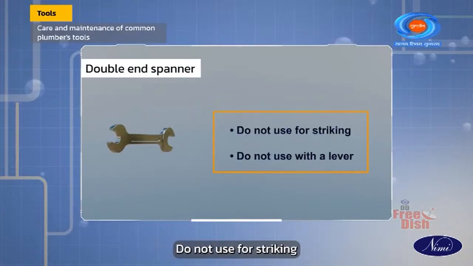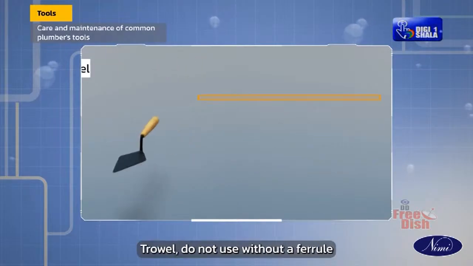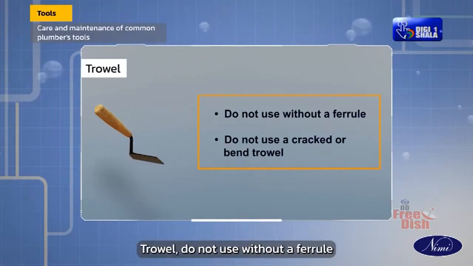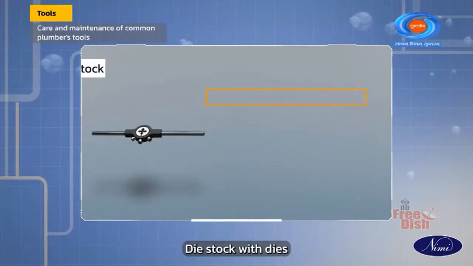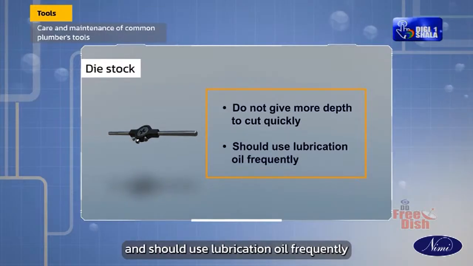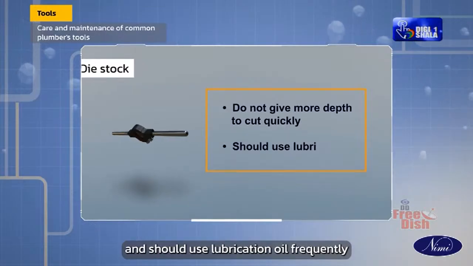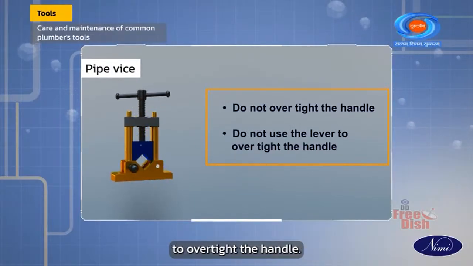Ball peen hammer. Do not use without a wedge. Do not throw from a height. Double-ended spanner. Do not use for striking and do not use with a lever. Trowel. Do not use without a ferrule. Do not use a cracked or bent trowel. Die stock with dies. Do not give more depth to cut quickly and use lubrication oil frequently. Pipe vise. Do not over-tight the handle. Do not use the lever to over-tight the handle.